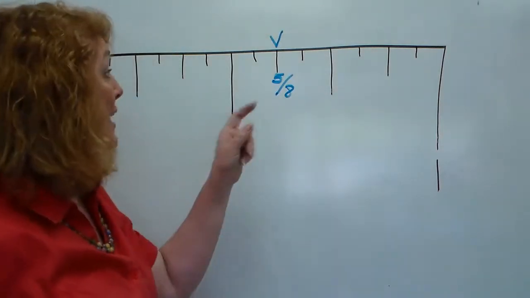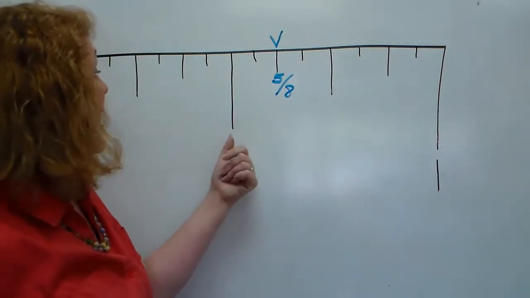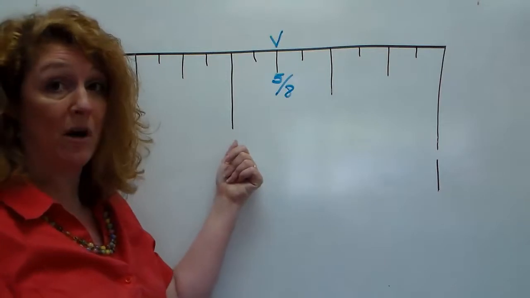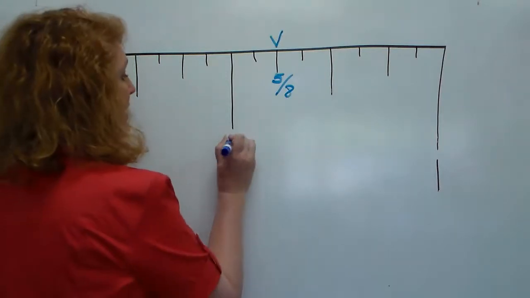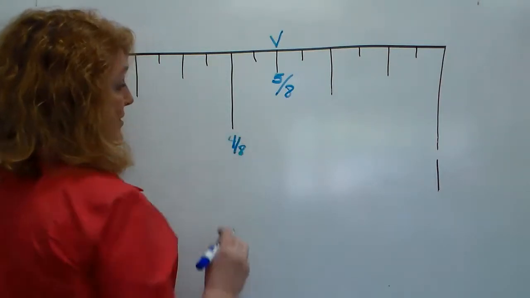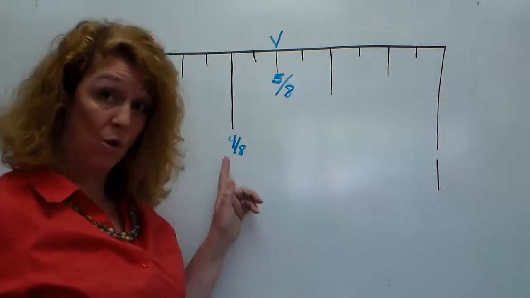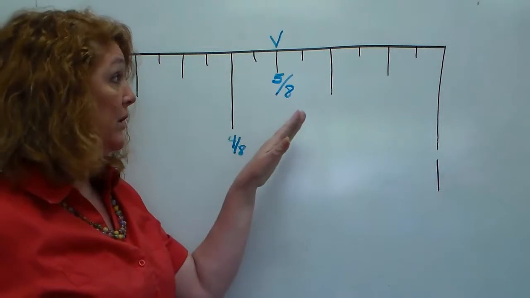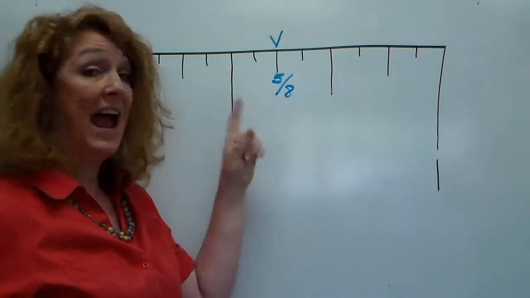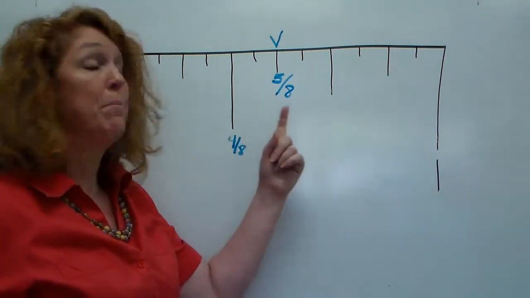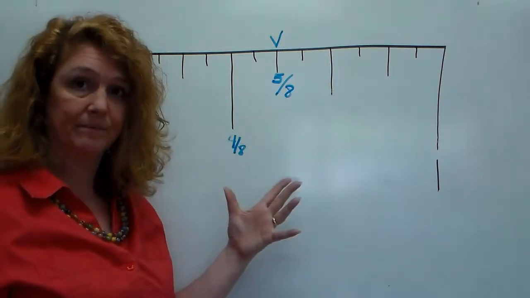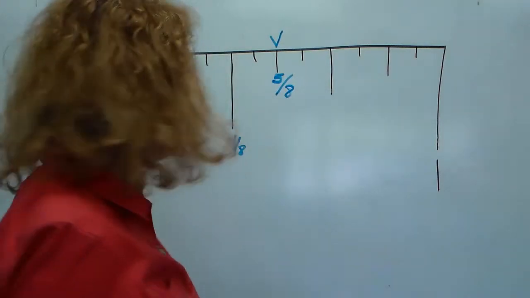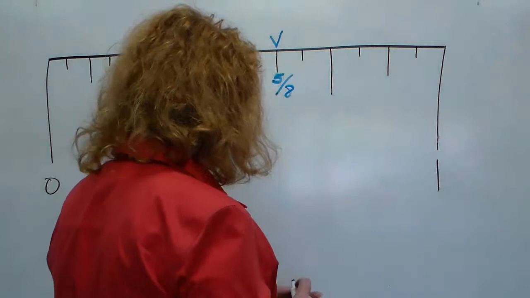Okay? Now to double check, I know that this is the halfway mark. And halfway is 4/8. Halfway through 8 is 4. This is farther up the ruler than half, so this number should be bigger. And it is. So I'm probably right. Checking my answer is always a good thing.